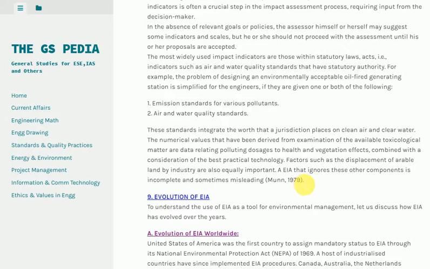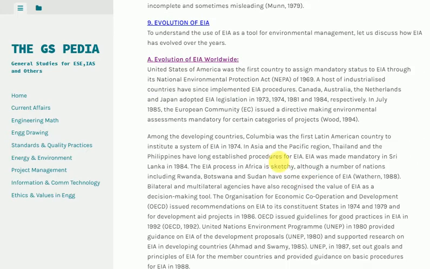9. Evolution of EIA. To understand the use of EIA as a tool for environmental management, let us discuss how EIA has evolved over the years. Evolution of EIA worldwide. The United States of America was the first country to assign mandatory status to EIA through its National Environmental Policy Act (NEPA) of 1969. A host of industrialized countries have since implemented EIA procedures.